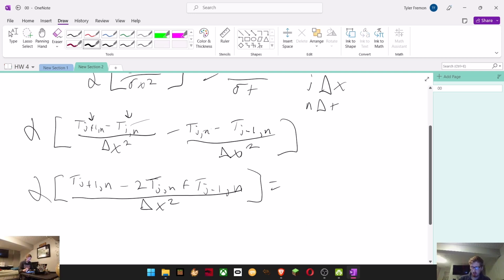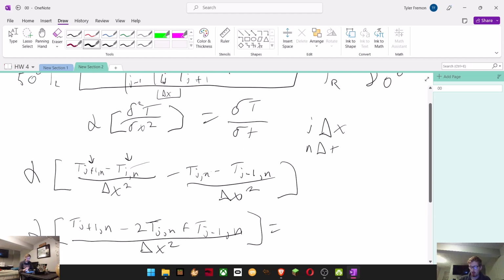Now we can do the same thing with the time increment, and it's going to look really similar, except instead of varying the position increment, we're varying the time increment. So we're going to have Tj comma n plus 1 minus Tj comma n all over delta t, and we're only concerned about the first derivative, so we don't have to continue on.